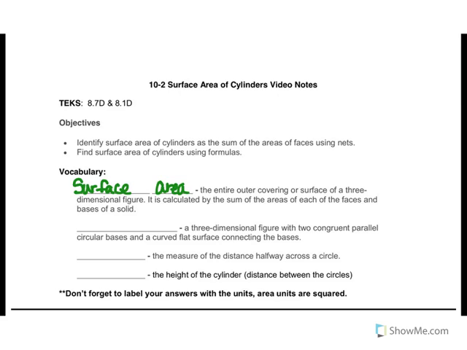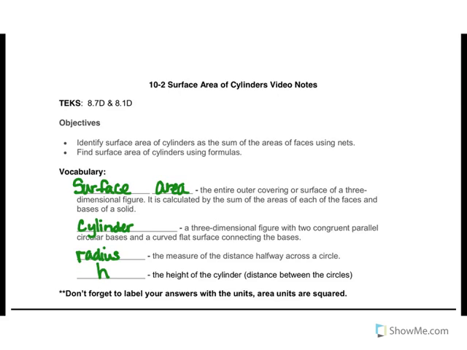The second term we have is cylinder. A cylinder is a three-dimensional figure with two congruent parallel circular bases and a curved flat surface connecting the bases. The third term is radius. The radius is the measure of the distance halfway across a circle. And the last one we have is not actually a word, but it is a letter. It's a variable, and it's the letter H.